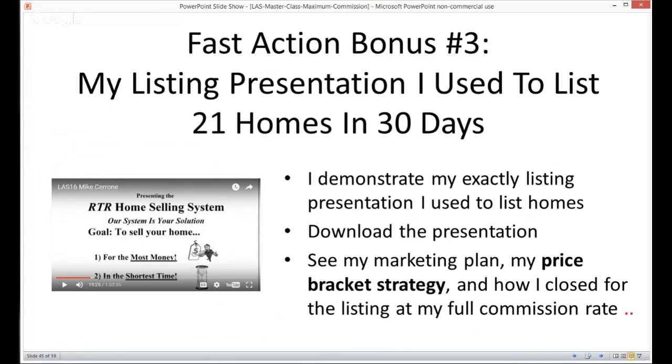You can see my price bracket strategy, and that's something I'm super proud of because I haven't seen anyone else do it quite the way I did it. The benefit is that I was able to use it to get sellers to list their homes at the right price right out of the gate. And if for some reason they were insistent on pricing it higher, I could use my price bracket strategy to bring them right back down, say two weeks after the listing starts, to where they need to be. So it's very, very powerful. And I'll show you how I close the listing at my full commission rate.